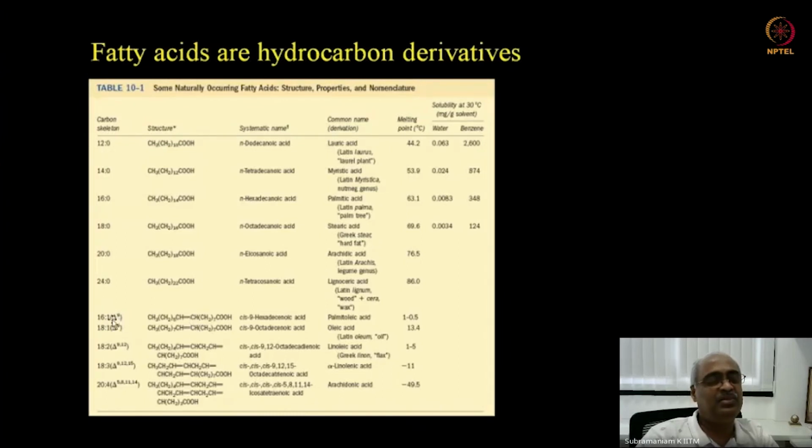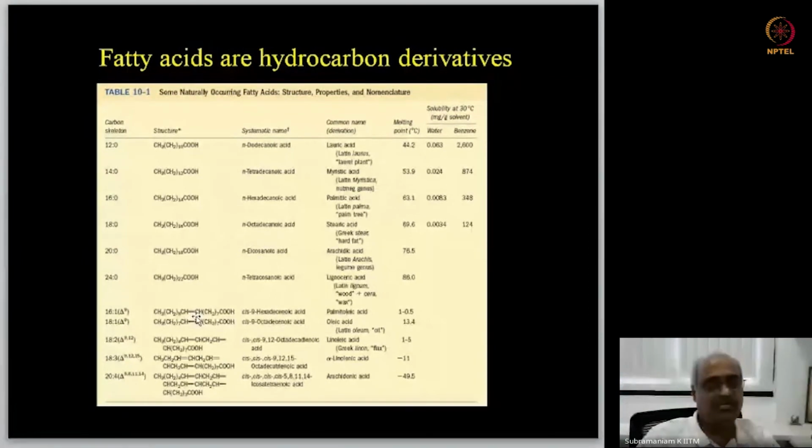So for example, delta 9 means the 9th carbon is in double bond linkage with the 10th carbon. So here you have 1, then 7, so 8, then the 9th carbon. So the 9th carbon has a double bond with the 10th carbon. That's what it means. And when you have 2 of them, then you say 9, 12. So when you have multiple double bonds, you indicate those numbers as shown here.